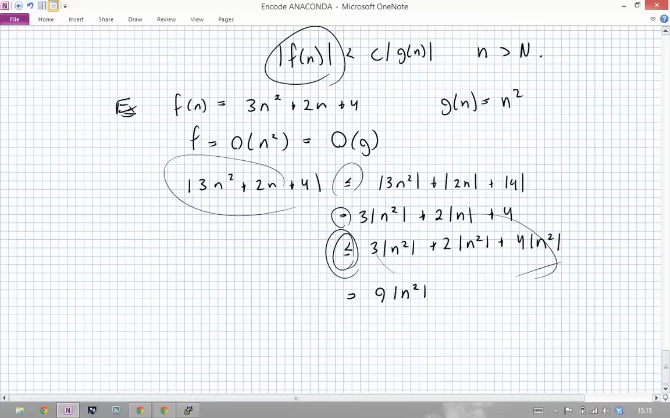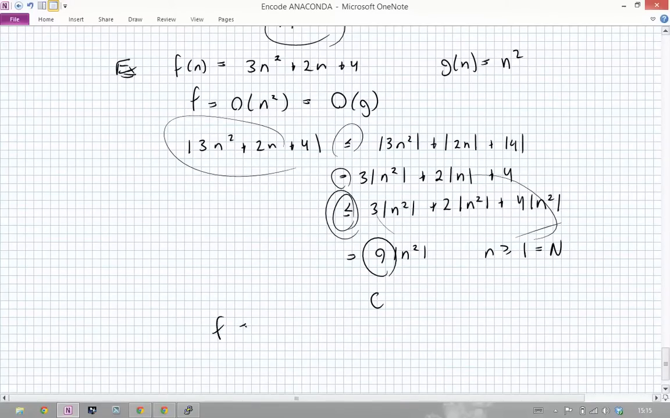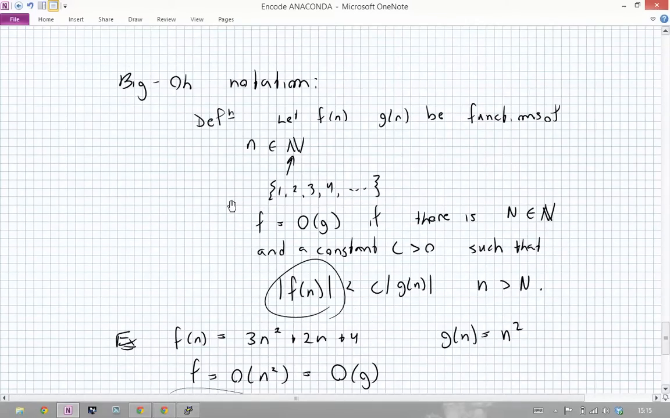And this is true for any n bigger than or equal to 1. So there's the capital N that I refer to. Here's the constant c. And we can say now that f is big O of n squared. And this is as n goes to infinity. I should have noted that up here. There's an extra thing here, as n goes to infinity.